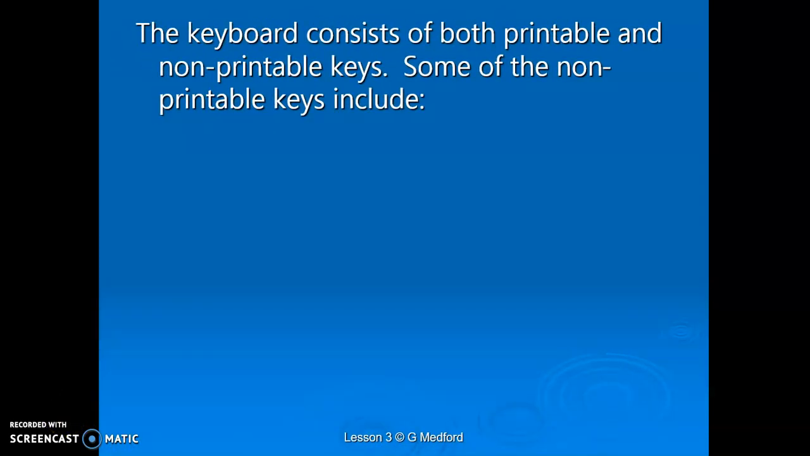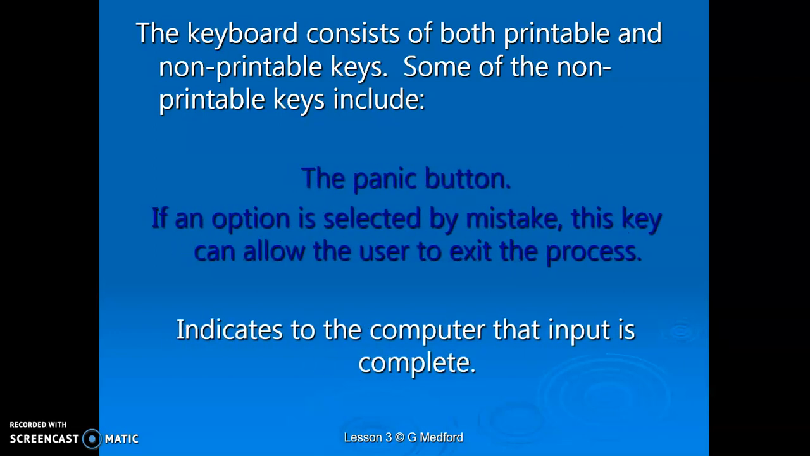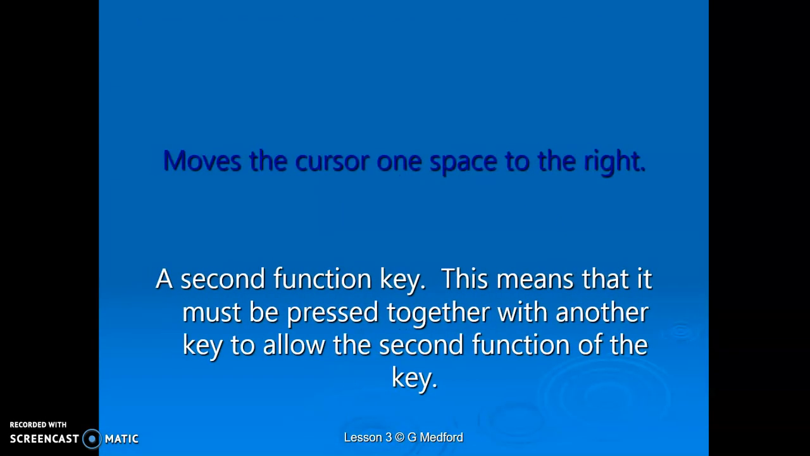So it should be noted that the keyboard consists of both printable and non-printable keys. Some of the non-printable keys include the panic button, which is a key that, if an option is selected by mistake or if a user wants to quickly exit a process, they can press. The panic button is formally known as the escape key. The key that indicates to the computer that input is complete is the enter key. The key that moves the cursor one space to the right is the space bar.